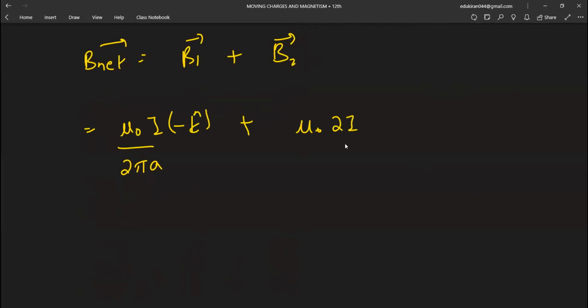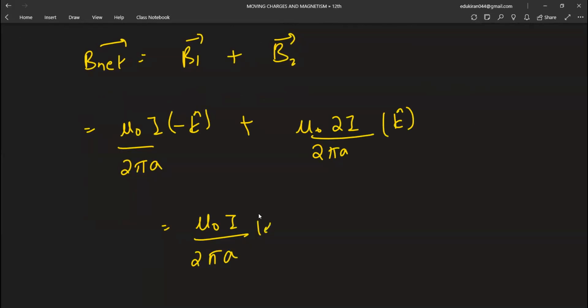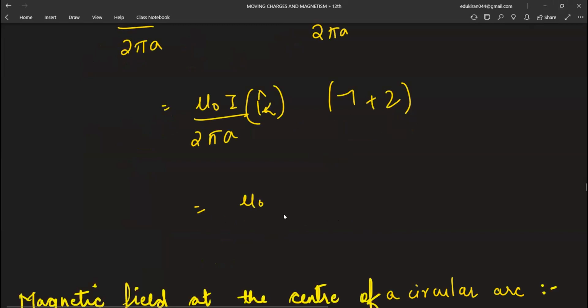Plus, this is mu naught, now the current is doubled, 2I by 2 pi A, and this is k cap. So we can take mu naught I by 2 pi A k cap common. We are left with minus 1 plus 2. So the final answer is mu naught I by 2 pi A k cap. Fine. Complete this question 2, class.